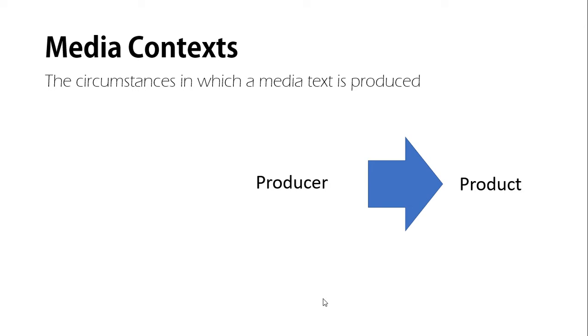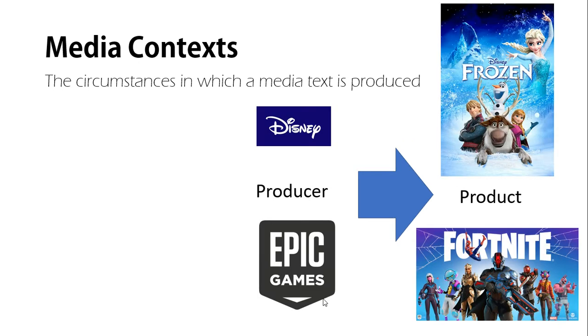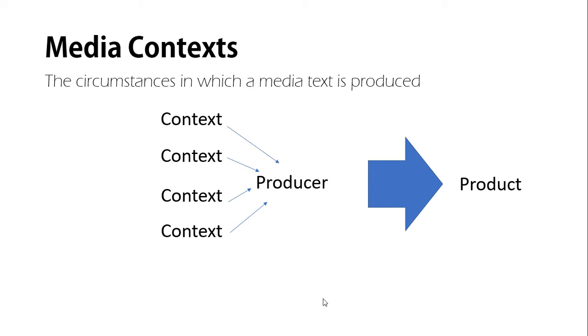And when it comes to media context, it's a very similar process. So when we're talking about media context, we mean the circumstances in which a media text is produced. So we're talking about a producer creating a product, but that producer, let's say Disney or Epic Games making something like Frozen or Fortnite, is going to be affected by context. Okay, the context, the world that they live in, is going to have an impact on that producer and therefore have an impact on the product.